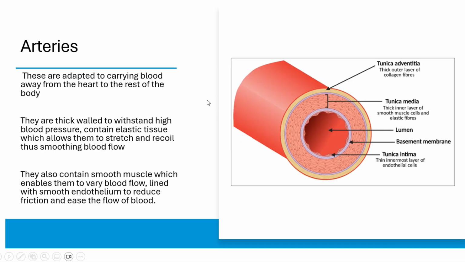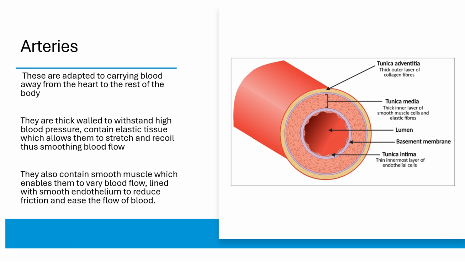Arteries are adapted to carrying blood away from the heart to the rest of the body. They are thick-walled to withstand high blood pressure, and contain elastic tissue which allows them to stretch and recoil, thus smoothing the blood flow. You need to talk about how the elastic tissue smooths blood flow. They like it when you use those kinds of words.